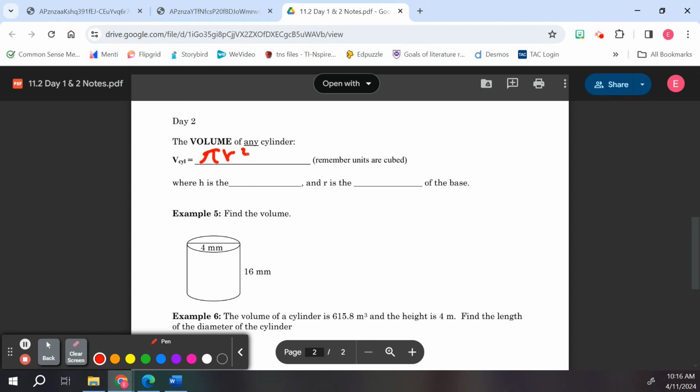And you are still multiplying this by that overall height. So again, h is the height, r is the radius.